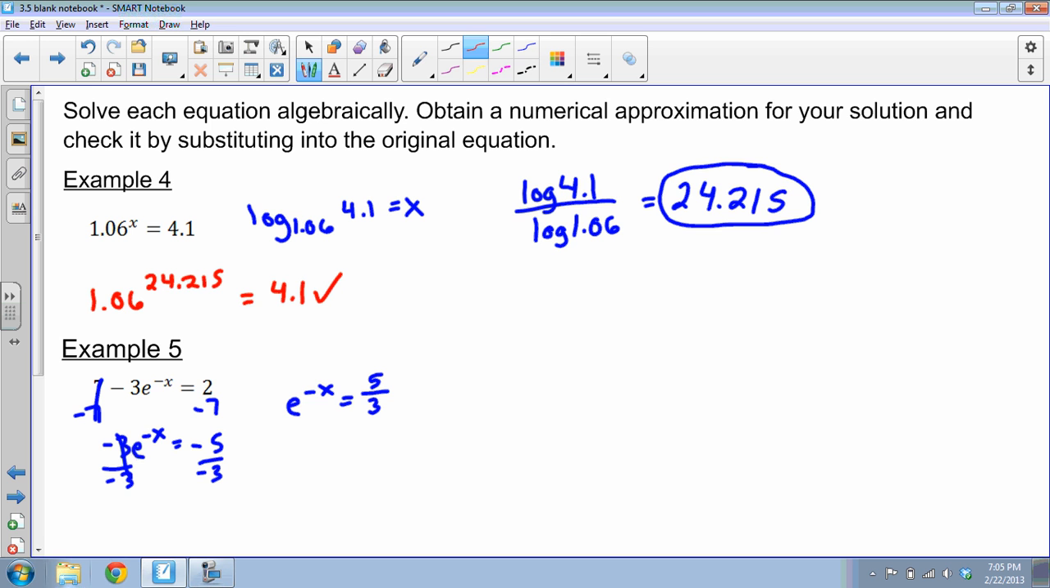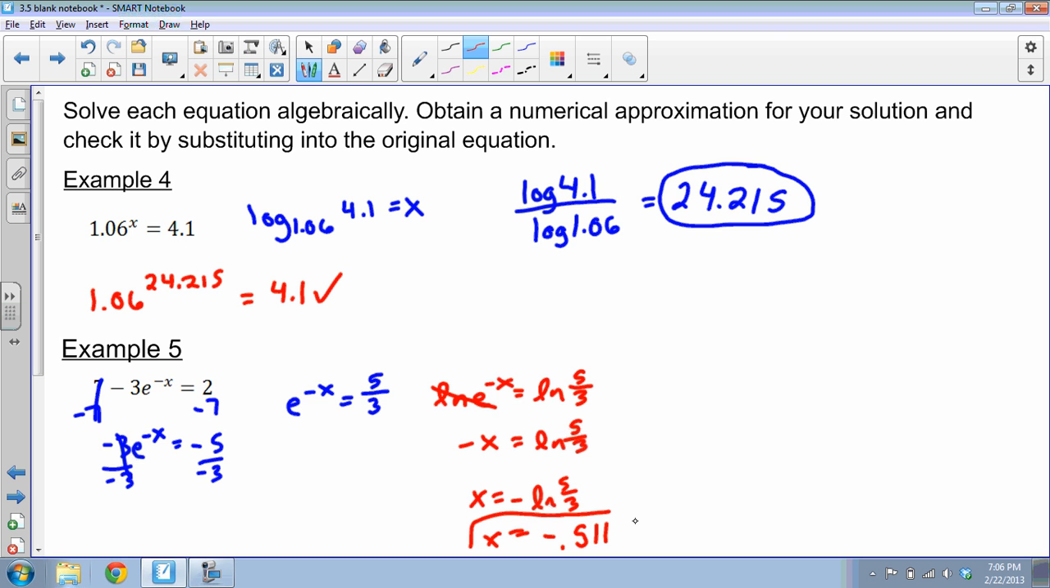Now, the neat thing we can do here is we can take the natural log of each side. And the reason why that is neat is because natural log and e are friends, and when they get together, they go away. So that this is just negative x equals the natural log of 5/3, or I could say that's positive x equals negative natural log of 5/3, and then we do want to go ahead and figure out what the decimal approximation of that is. So I'm going to type in negative natural log 5 divided by 3, and I get negative 0.511 for my answer.